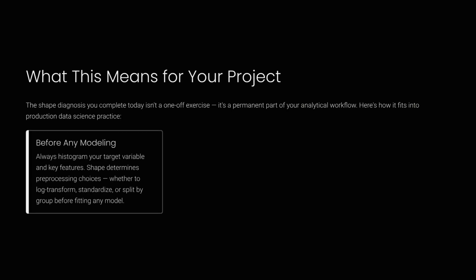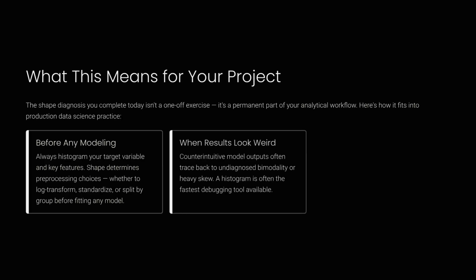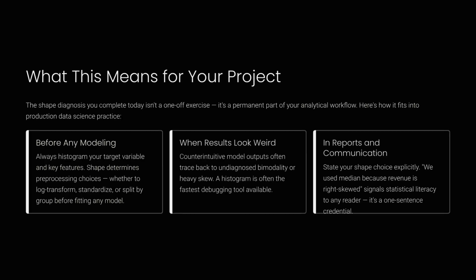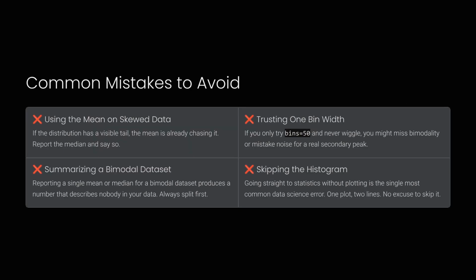This shape diagnosis isn't a one-off task. It's a permanent part of your analytical workflow. Use it before modeling to decide on transformations, when results look strange to debug issues, and in reports to clearly explain your statistical choices. Avoid common pitfalls. Don't use the mean on skewed data. Report the median instead. Don't rely on just one bin width. Never summarize bimodal datasets with a single number. And most importantly, never skip the histogram before running your statistics.